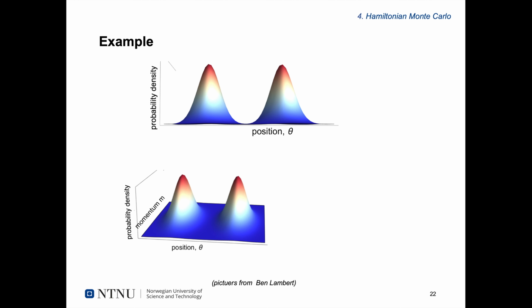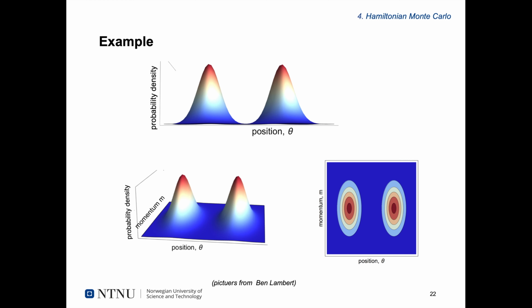The canonical probability density looks like two adjacent mountains. So we have our position theta on one axis and the momentum along another axis. Another way of representing the canonical density is shown here on the right, which is just a contour plot. Next, I'm going to show you the path of our particle over time on this contour plot with a short animation.